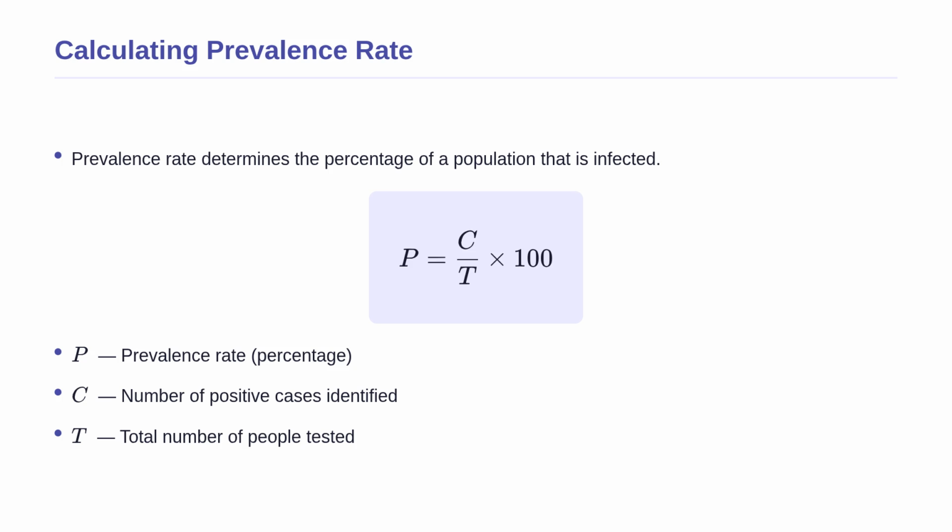If the number of positive cases increases while the total tested remains the same, the prevalence rate shoots up, warning health officials that the parasite is spreading rapidly through the community.